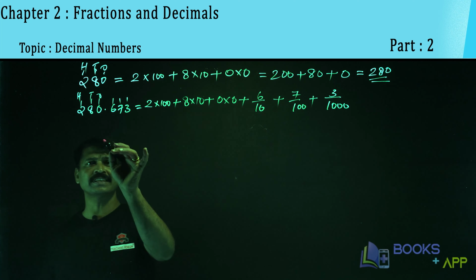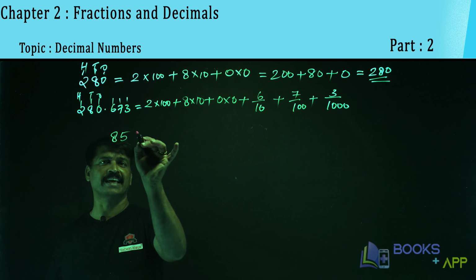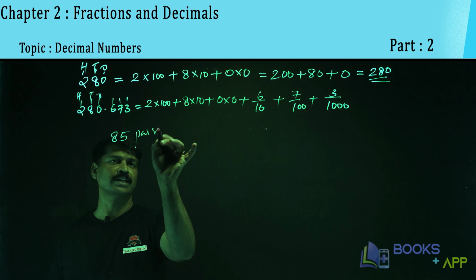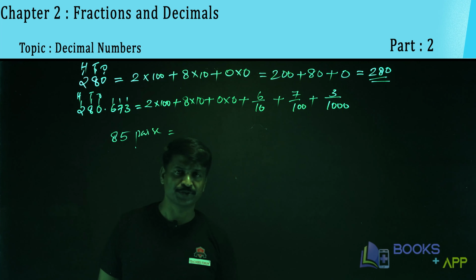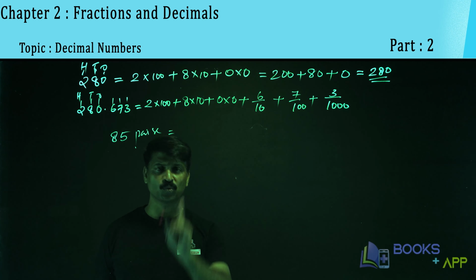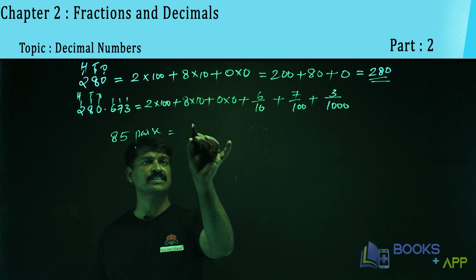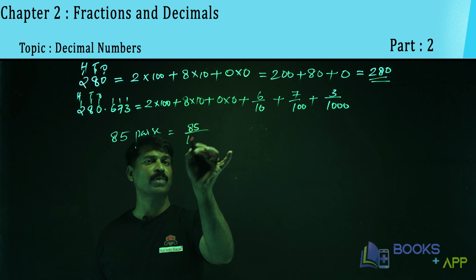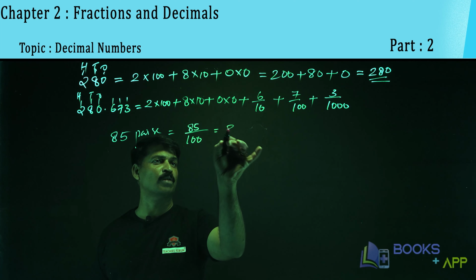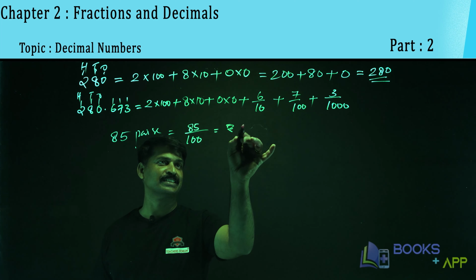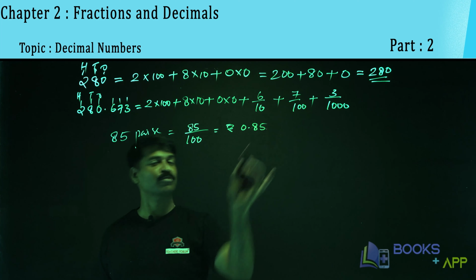Now, how can you represent 85 paise into rupees? Tell me, 85 paise into rupees. 100 paise makes 1 rupee. So 85 paise is equal to 85 by 100. That is equal to how many rupees? Yes, 0.85 rupees.